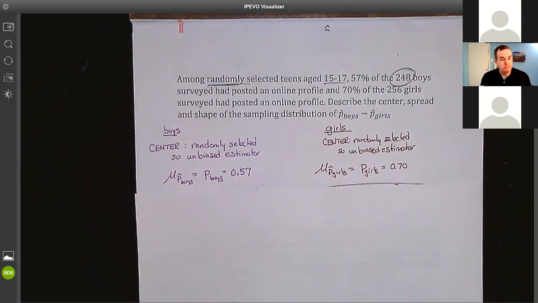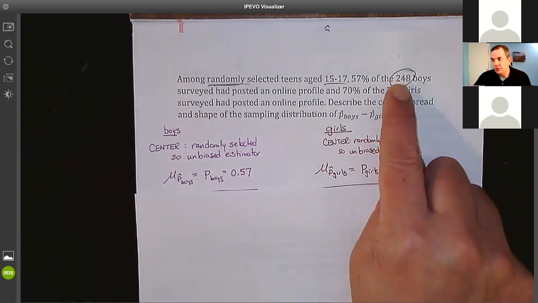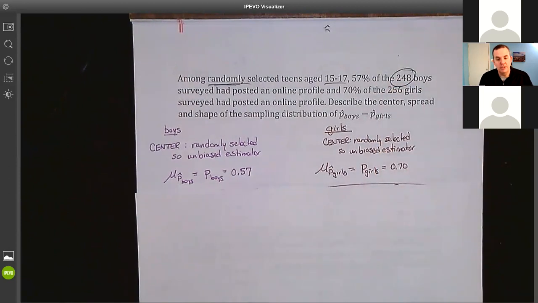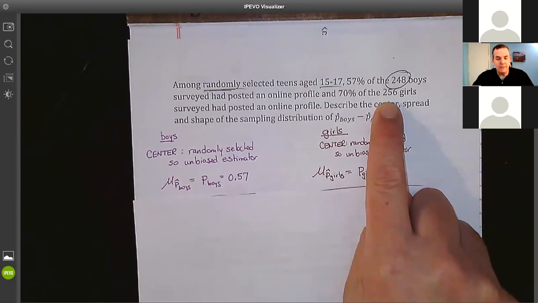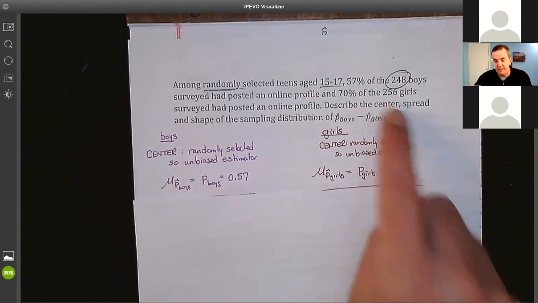Next, let's check spread. Spread is going to be the standard deviation. Spread is going to be the independence check. Spread is going to be the 10N check. So my boys are 248 in the sample. 10 times 248 gives me 2,480. Do you think it's safe to assume there are more than 2,480 boys online aged 15 to 17? Yeah, absolutely. And if you look at girls, same idea, 10 times 256, 2,560. I feel pretty good saying there's probably more than 2,560 girls aged 15 to 17 online.